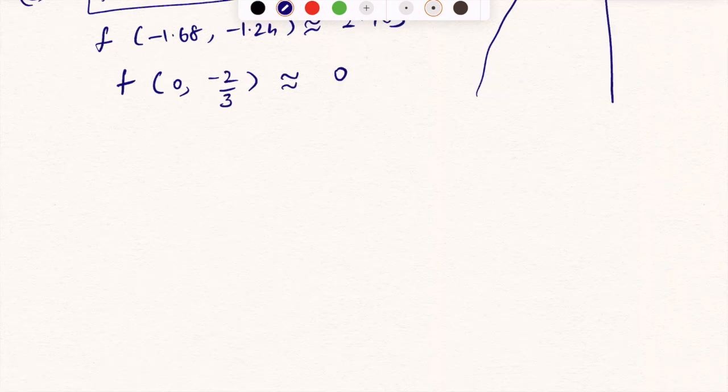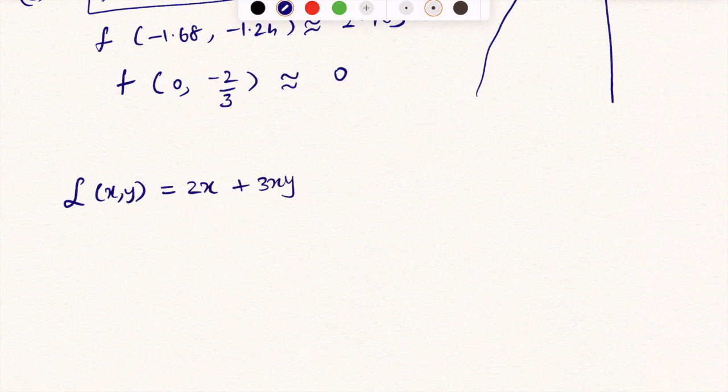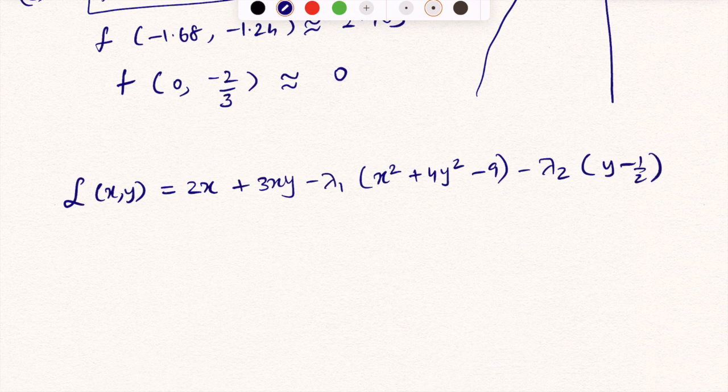First, for the concavity check, again, we do use the Lagrangian, we don't use f of x. So if you remember, the Lagrangian is 2x plus 3xy minus lambda 1 times (x squared plus 4y squared minus 9) minus lambda 2 times (y minus 1/2).